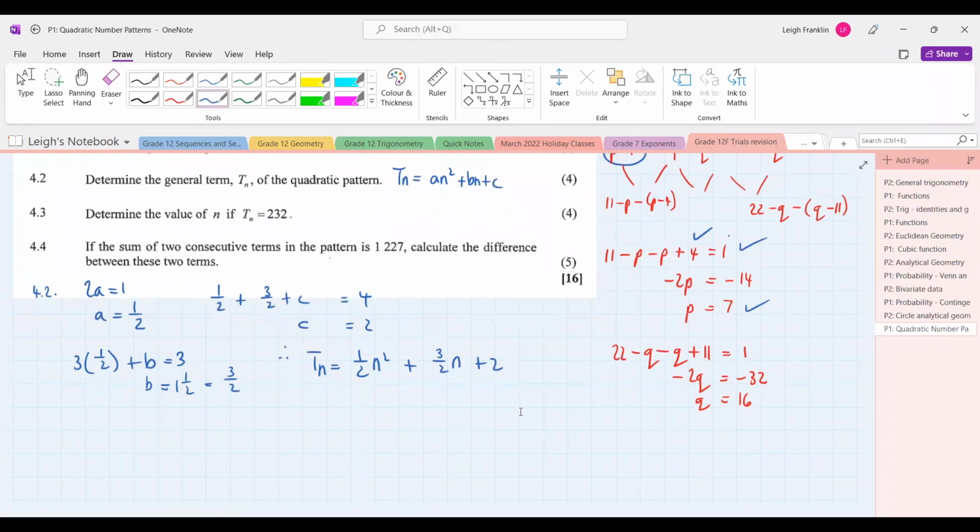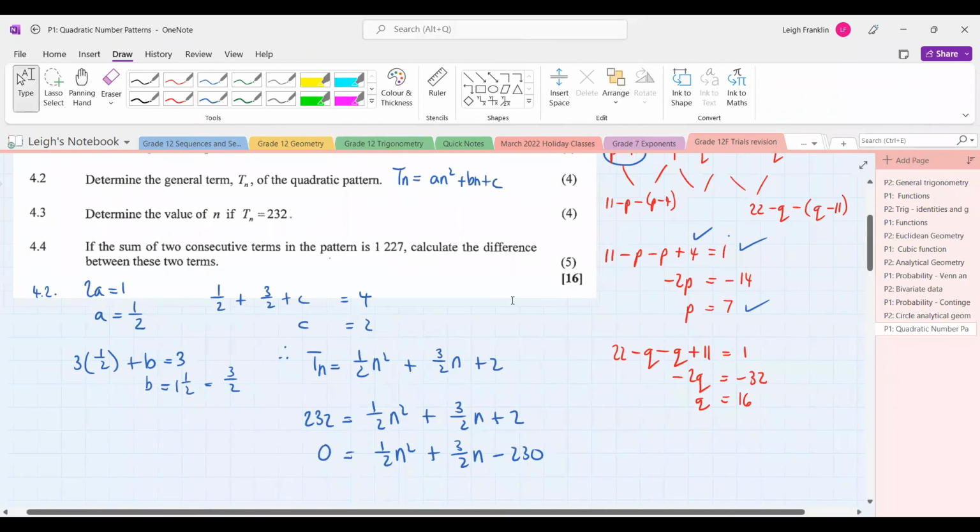Okay, so I think this is going to be the last thing that we managed to do. So 232 is equal to half n squared plus 3 over 2n plus 2. All the terms onto one side. And then here you can either do the quadratic formula or you can factorize. The choice is yours, obviously.